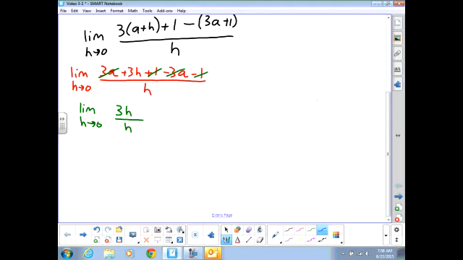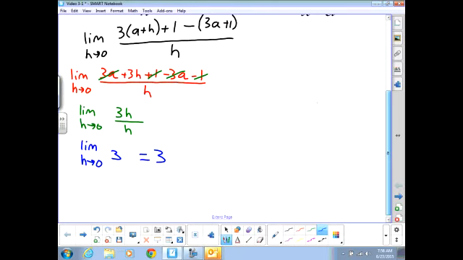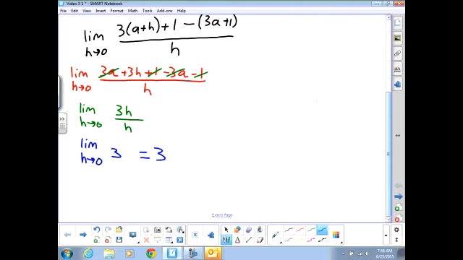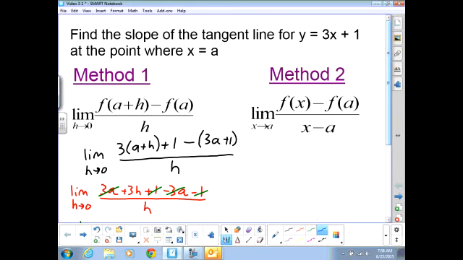Well, our h's cancel out, which is what we're hoping for, because then we could do direct substitution. In this case, there's no place to even sub in a 0 for h, so we just get that our limit is 3. Remember what we were finding? We were finding the slope of our tangent line at some given point a. Notice by our slope of our tangent line just being 3, that says it doesn't matter what our x value is, our slope will always be 3. And if we think about it, we had a line. We know lines everywhere have a constant slope. So that makes sense.